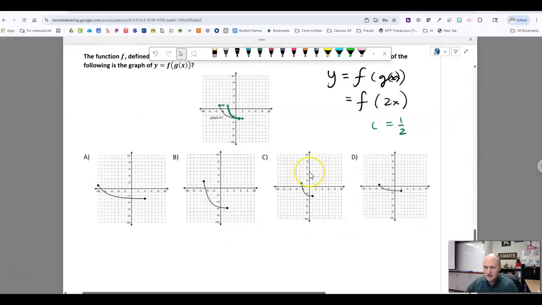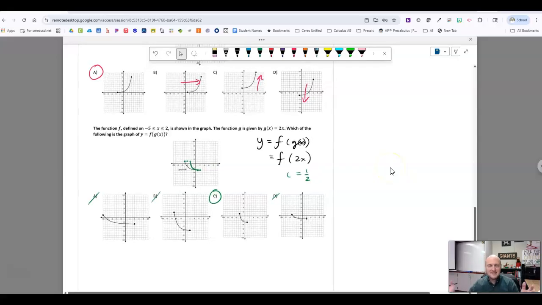So I don't like A. Throw that one out. I don't like B. That one kind of looks similar. Oh, it looks like they stretched it vertically. D, they compressed it vertically. So it's not D. Answer here, C.